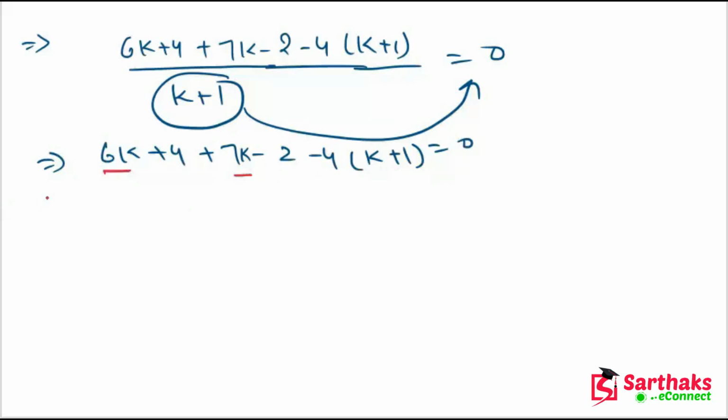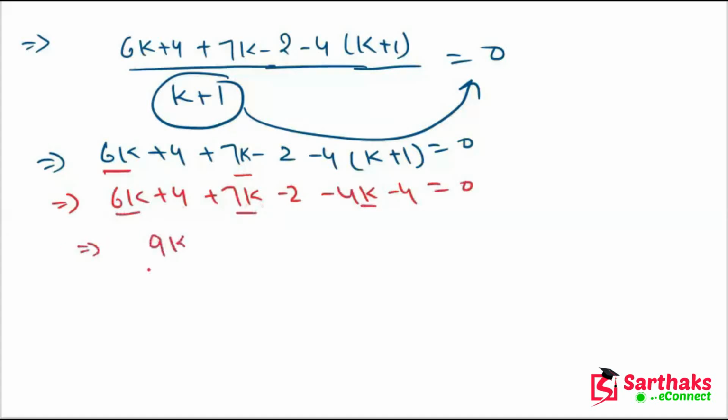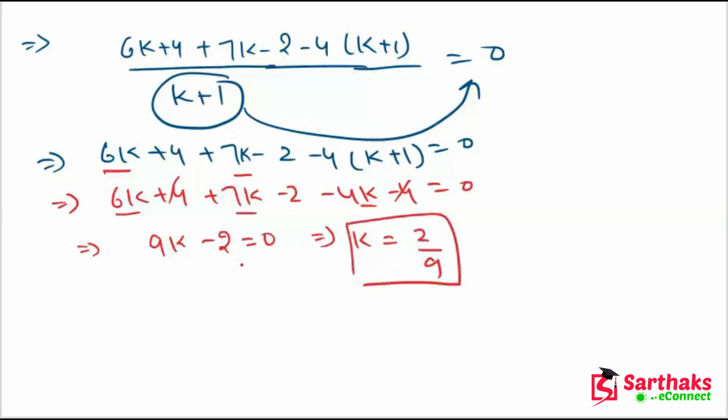If we solve this, we get 6k plus 4 plus 7k minus 2 minus 4k minus 4 is equal to 0. We have 6k, 7k and minus 4k. If we solve it, we get 9k, and the 4 has been cancelled. We get minus 2, which is equal to 0. So the value of k is 2 upon 9. My dear friends, I hope you understand how to solve this.